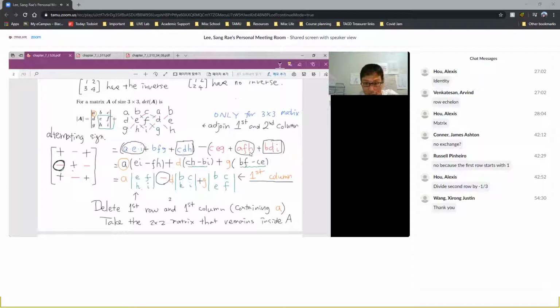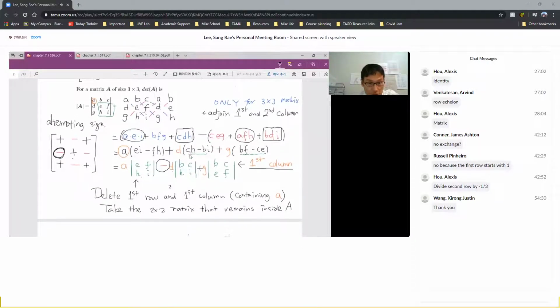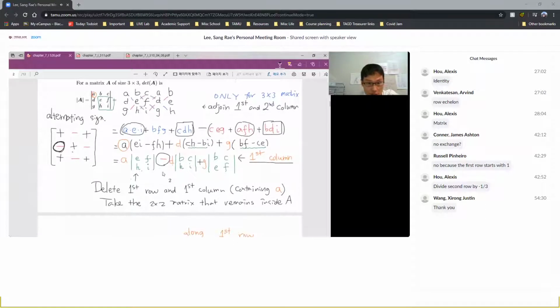Well, this expression doesn't have structure. We push this further to see the structure. Look at this bottom row. We use the first column. The first column has entries A, D, G.